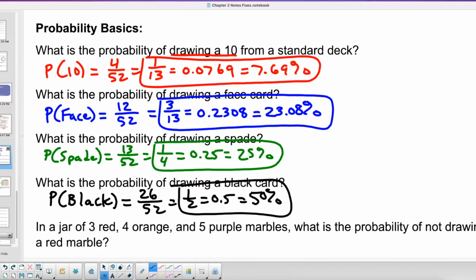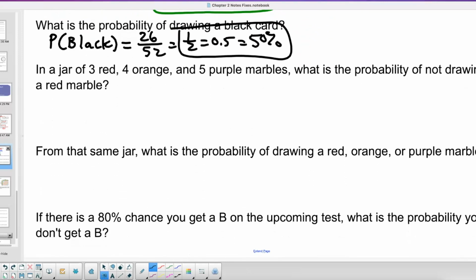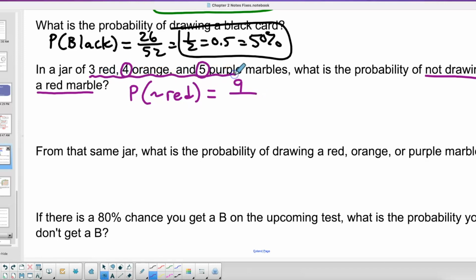Some more basic ones. In a jar of 3 red, 4 orange, and 5 purple marbles, what is the probability of not drawing a red marble? So we want the probability that our marble is not red. One way we do that is with the squiggle. We would take the ones that aren't red and add them up. There's a total of 9 that are not red, and there's a total of 12 marbles in the bag: 3 plus 4 plus 5. So this is 9 out of 12, which is 0.75 or 75%.